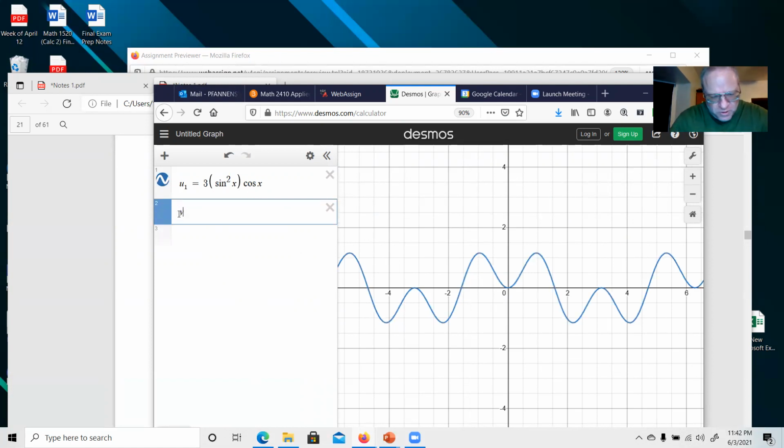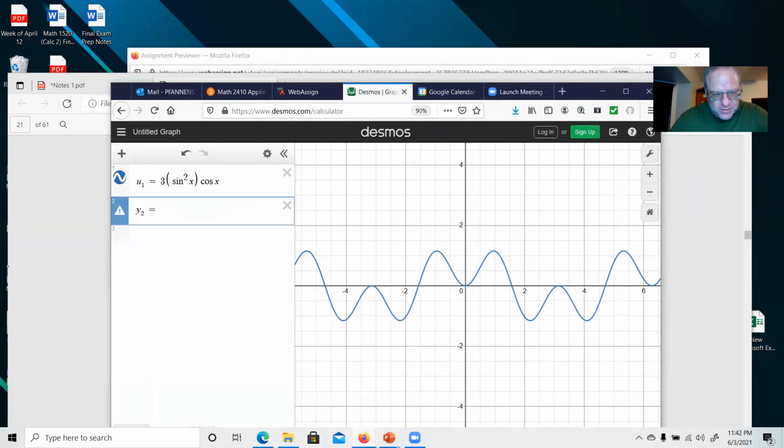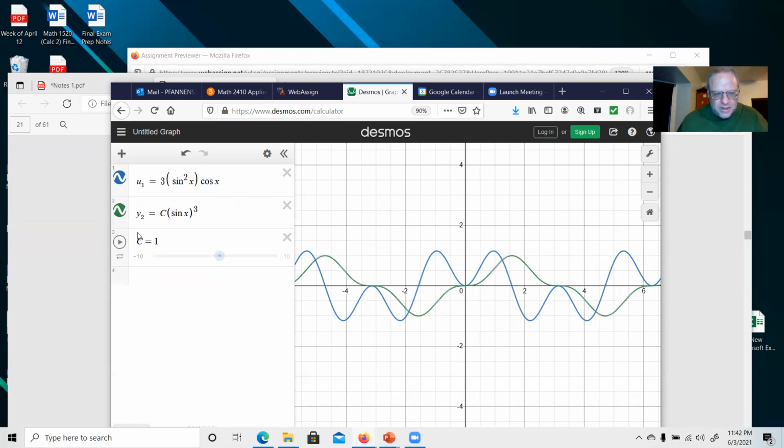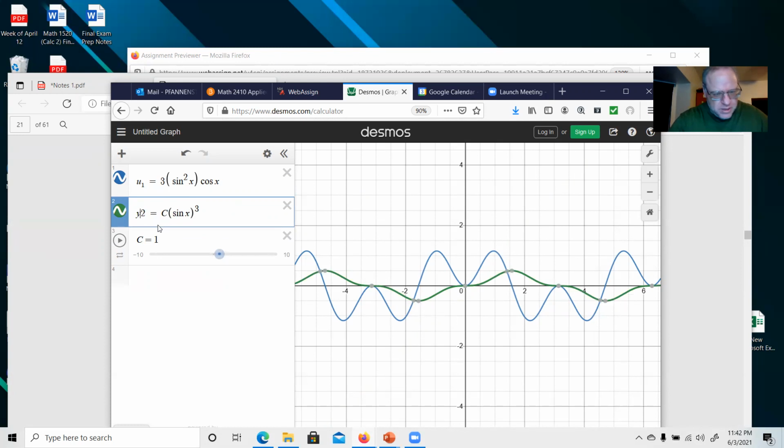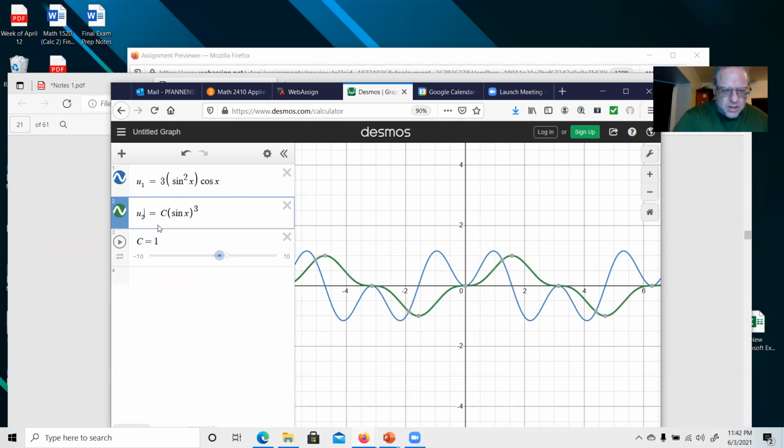We've got a u2 equals, what do we have here? We have c sine cubed x. So this is c, oh, we definitely need this one. Sine x cubed, right? Yes, add a slider for c, that's fine. Let's go ahead and change this to a u instead. Oops, I know what's going on. There we go. All right. See, all that looks delightful.